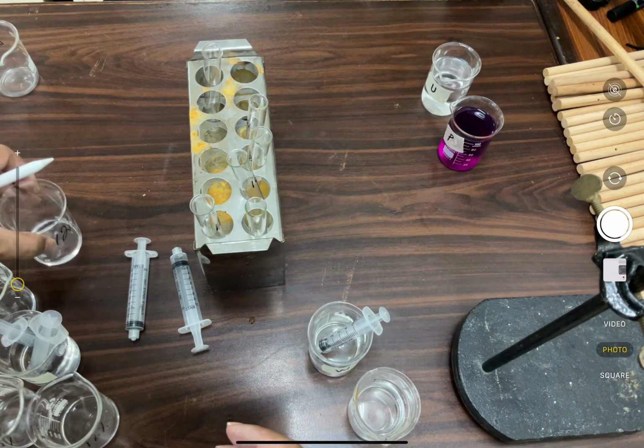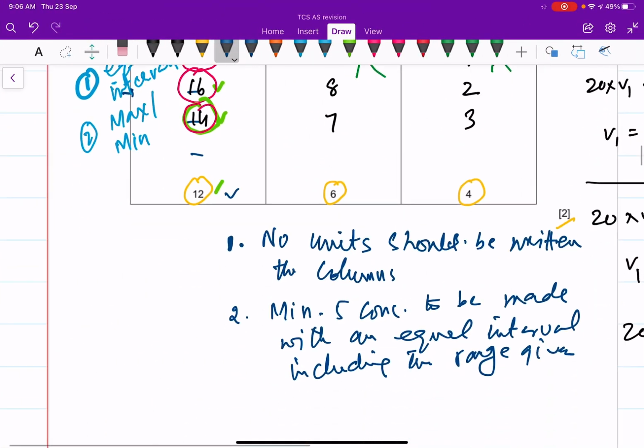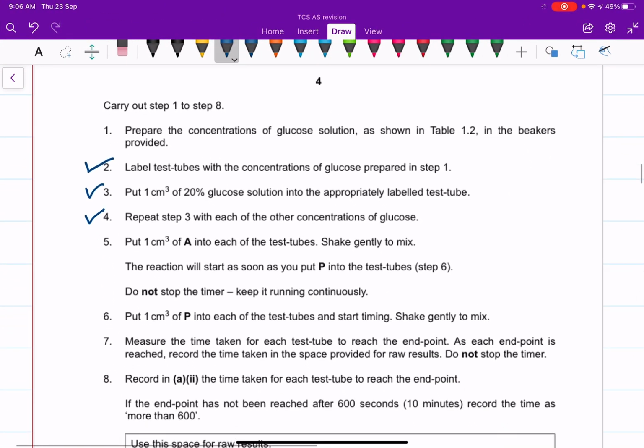So I have prepared these concentrations. Now, following these instructions: repeat step number 3 with each of the other concentrations of glucose. Put 1 cm cube of A into each of. So before that, take 1 cm cube with this syringe. Okay, 20%, 1 cm cube of 20% has already been put into this test tube.